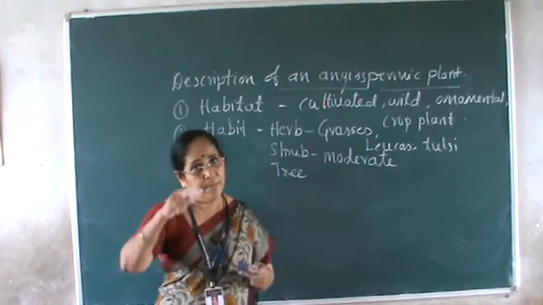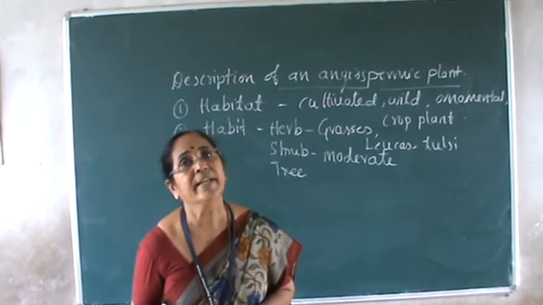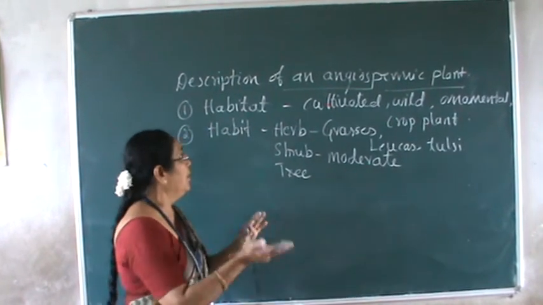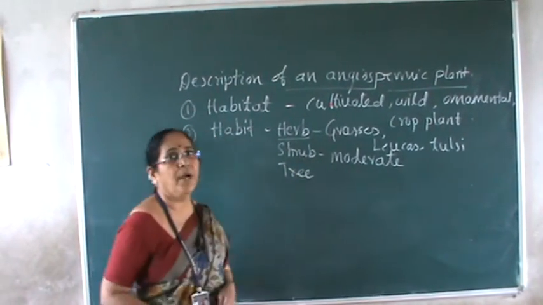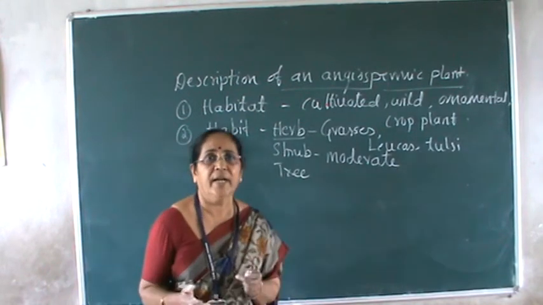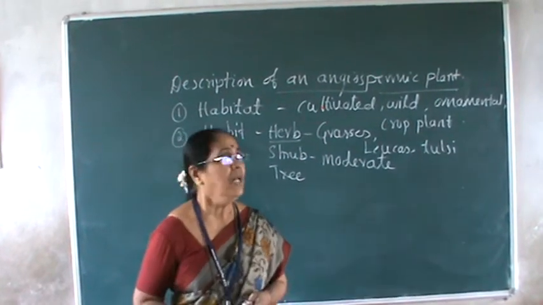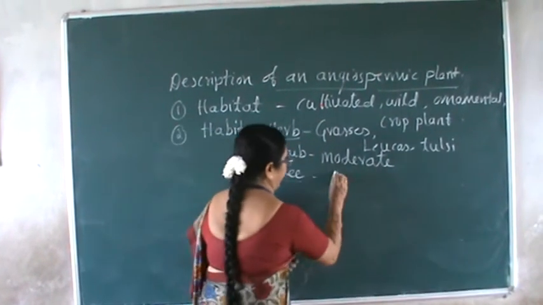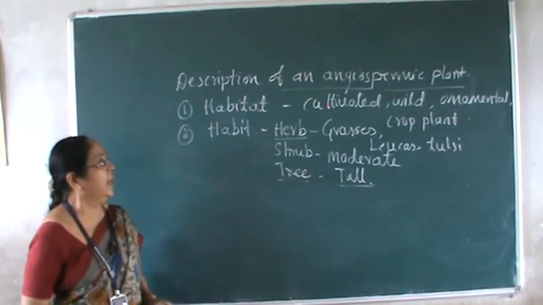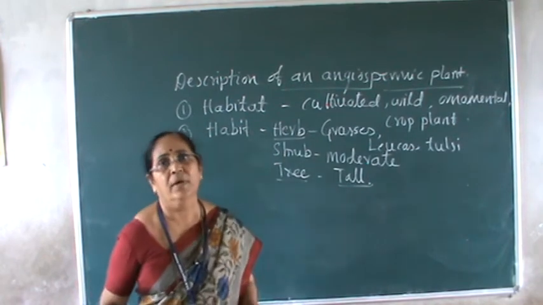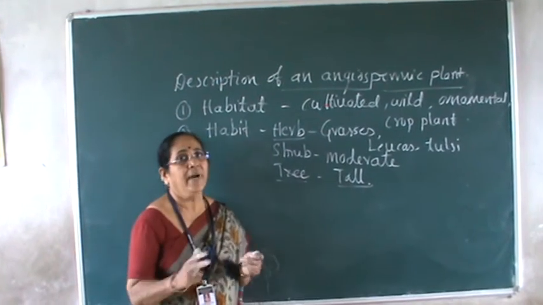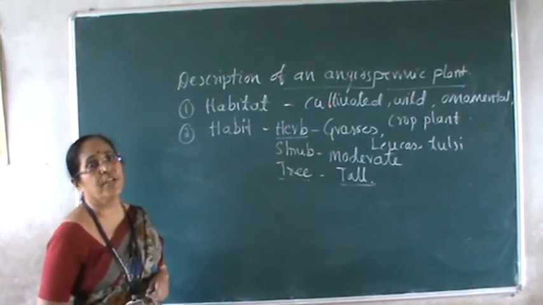Hibiscus acquires a moderate height, so it can be called a shrub. It cannot be put into the herbs category, so it is a shrub. So moderate-sized plants can be called shrubs. The trees, you know, coconut, arecanut, mango, cashew, they are all examples of trees. They are taller plants. Tall plants are called trees. Apart from this, you can write whether it is a climber or a twiner, trailer, creeper, etc. That can be added to the habit of the plant.